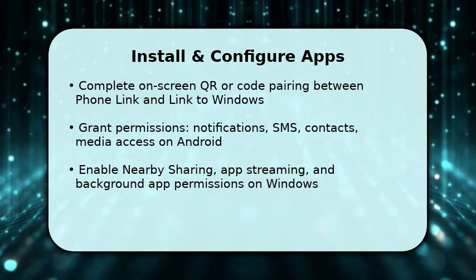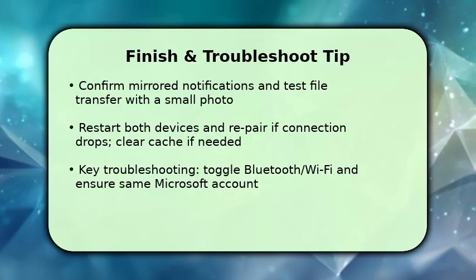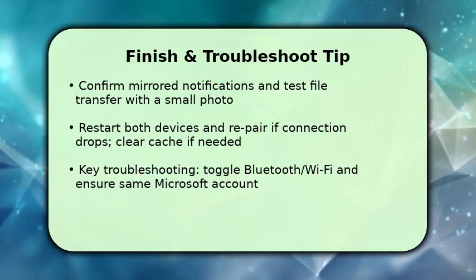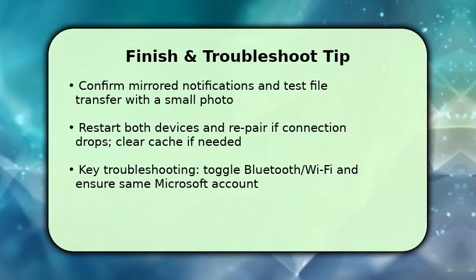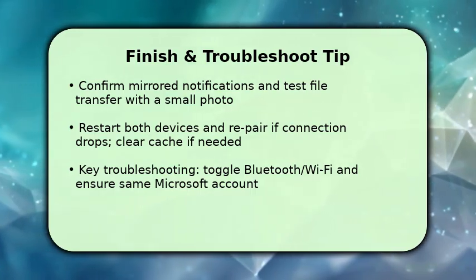Finish by testing. Send a notification, open a photo from your phone in Windows, and try a small file transfer. If things don't appear, restart both devices and relaunch Phone Link. Repairing often clears transient errors.